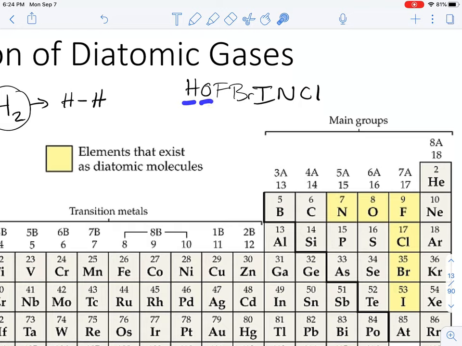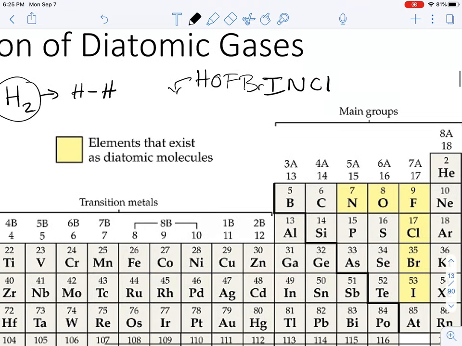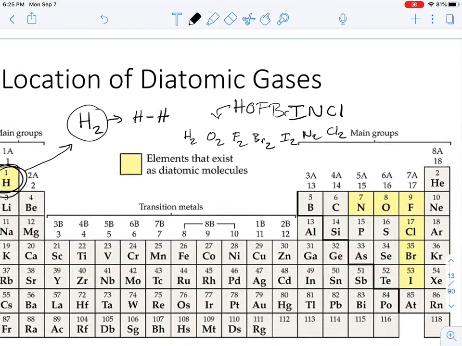So hydrogen, oxygen, fluorine, bromine, iodine, nitrogen, and chlorine. What this really represents is H2, O2, F2, Br2, I2, N2, Cl2. Okay, so these are the elements that are naturally diatomic.